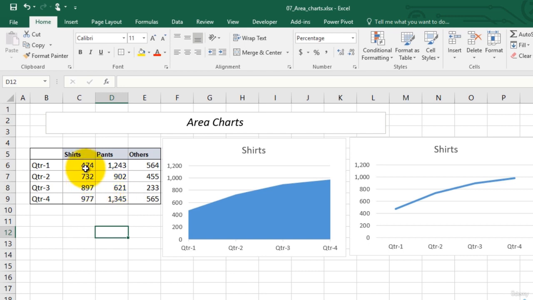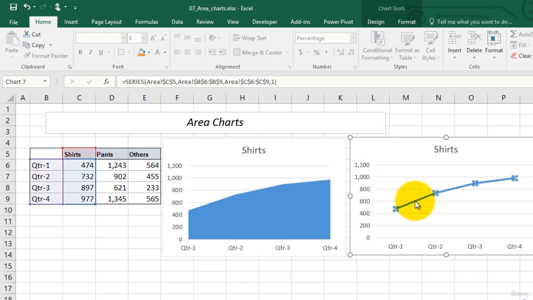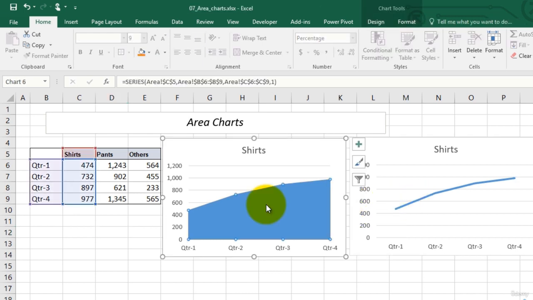In this data, the first column is giving us the shirt sales in 4 quarters. This right graph is the line chart of these 4 values. The left chart is the area graph. You can see that area chart is same as line chart. Only thing is that the area below this line is colored in this chart.